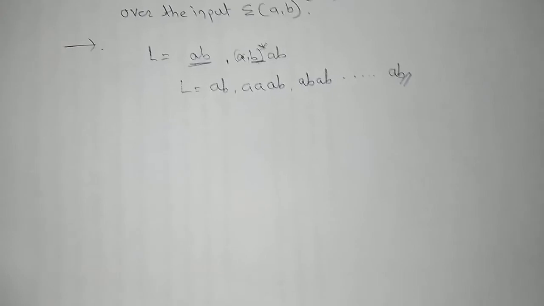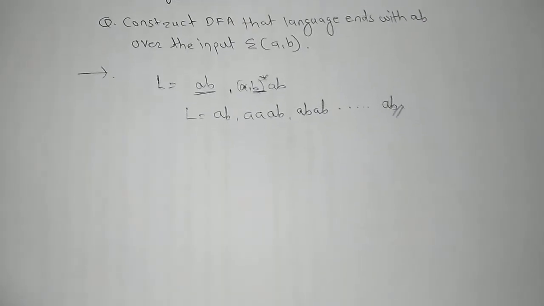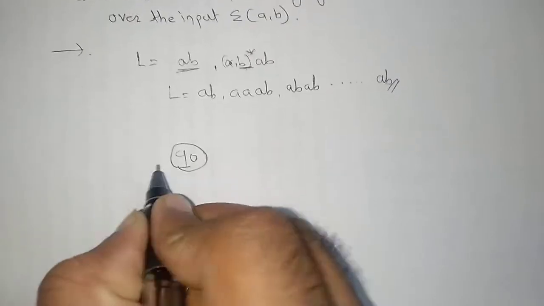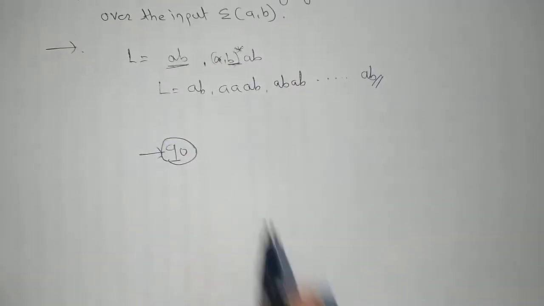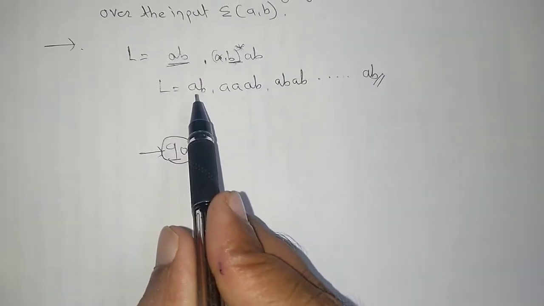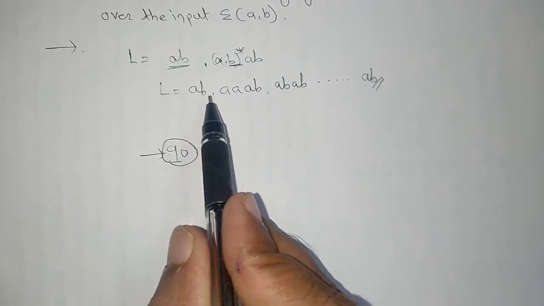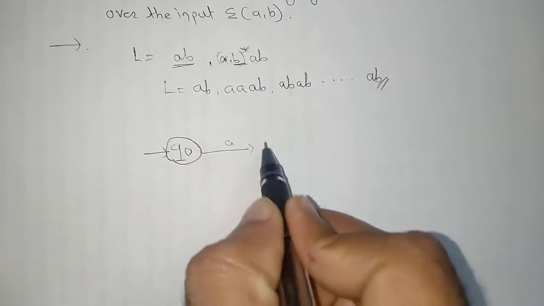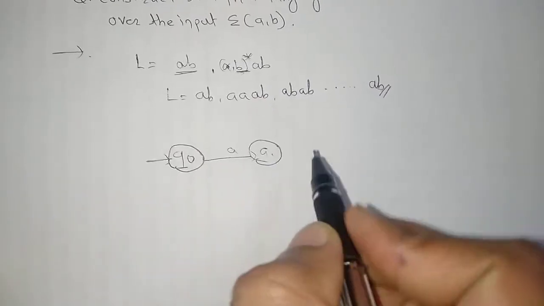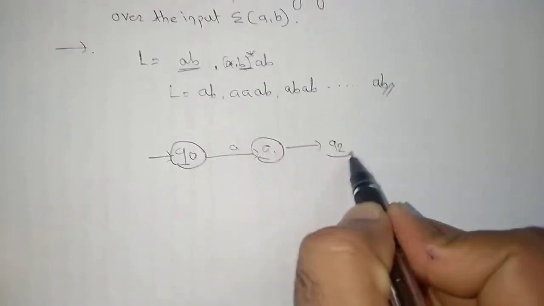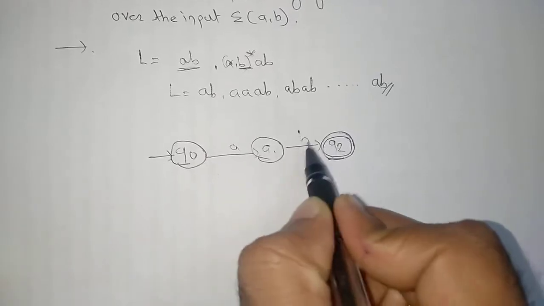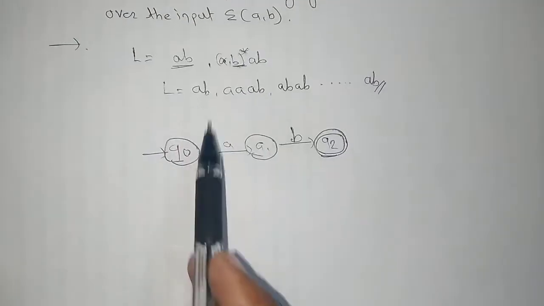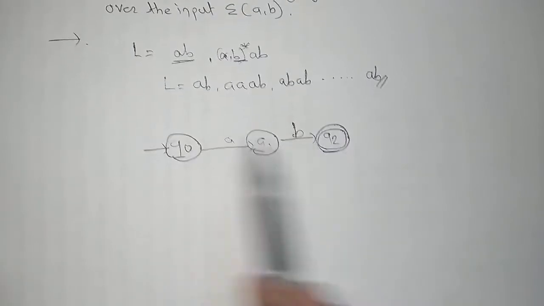So we'll try to draw the DFA for the same. Q0 will be the starting state. First, try to understand and justify the minimum length of string. The minimum length of string is AB. So we'll draw for the minimum length of string up to Q2. Q2 will be the final state. Here will be the B. So we can understand the language ending with AB.